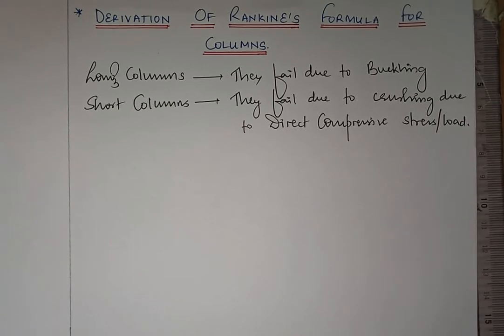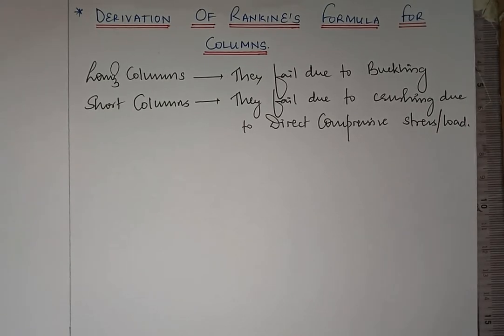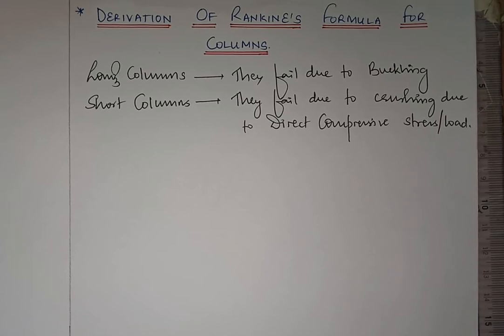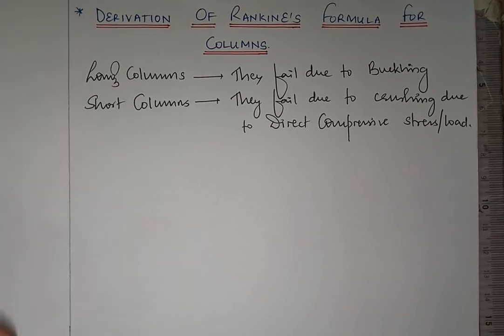Right? So they fail due to crushing. Why due to crushing? Because since the length of the column is very short, buckling will be very less, and the direct compression due to the load which is acting on the top will be more, and that is the reason the column gets crushed. Right? So that is the reason they fail due to crushing.